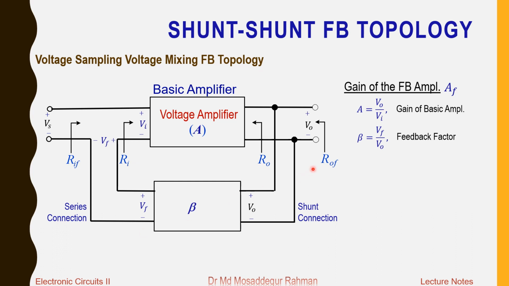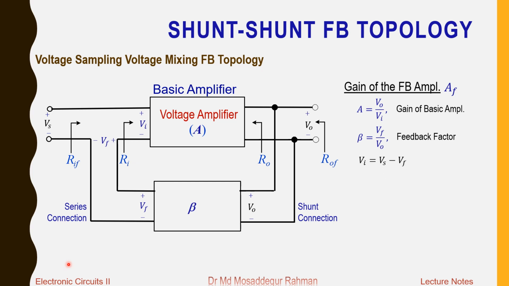Now these two parameters, one is the gain of the basic amplifier A, the other is the feedback factor of the feedback network. These two parameters will determine the overall gain, or the gain of the feedback amplifier.